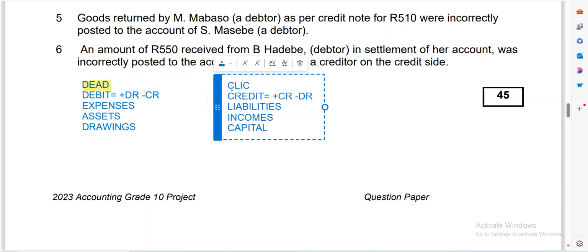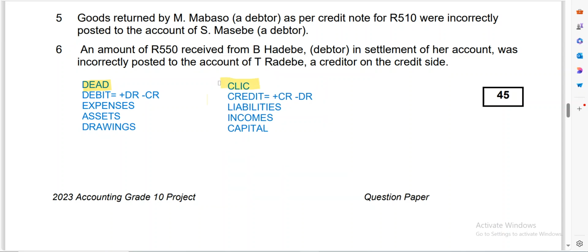Now when you do your ledger accounts, it's very important that you try by all means to remember DEADCLIC, because you cannot deal with the ledger accounts without understanding this. This is where we start. You need to know where each and every account increases and decreases, and what are the things that will make that particular account increase and decrease. Okay, so let's now go to our transactions.